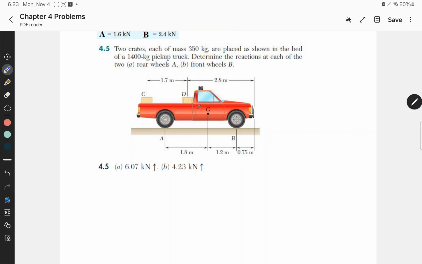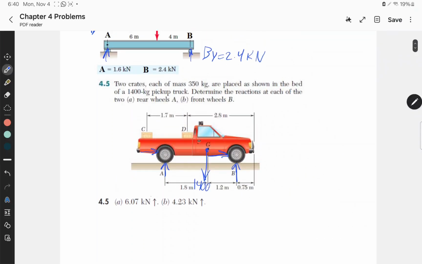What does the professor always say? Start with the free body diagram. In this case, I'm gonna use the truck as the rigid body. So let's draw the reactions. The axles are like a pin, so we would do x and y. They're nice enough to give us the center of gravity. It's 1,400 kilograms, so we just do 1,400 times.